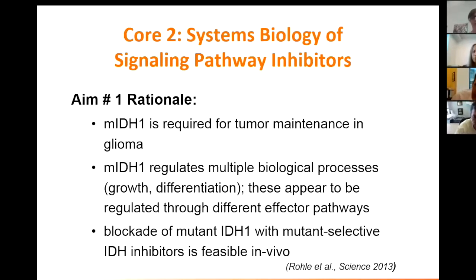One other reason why we're so interested in IDH as a target in glioma is not only because it's so commonly mutant, that probably tells us something, but also because we have now preclinical data in model systems that blockade of that mutant enzyme with mutant selective inhibitors can be done in vivo, is very well tolerated, and is providing an opportunity, a new target really for the treatment of glioma.